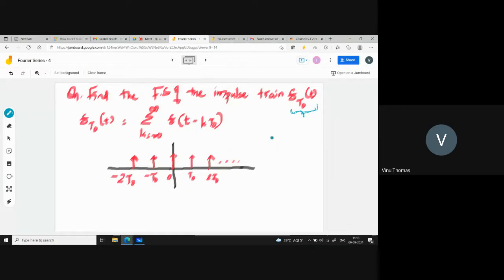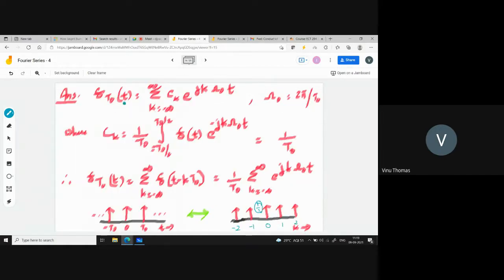The area of the Dirac delta is equal to 1, and it exists at t equal to 0. So delta T0 of t can be written as the sum over k equal to minus infinity to plus infinity of delta t minus k T0. This can be expanded as a Fourier series, sum over k of Ck e raised to jk omega 0 t, where omega 0 is 2 pi by t0.